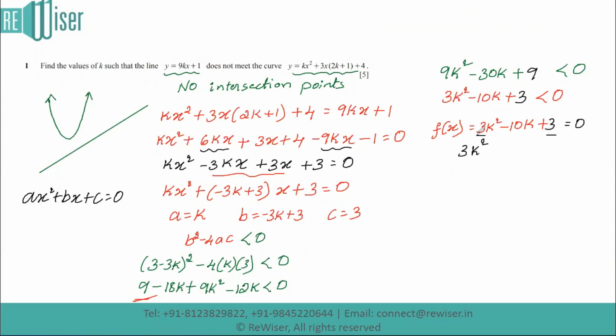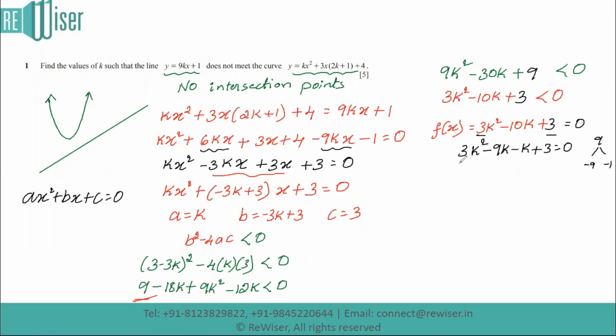So I need to multiply these two things, so that's going to be 9. So the factors of 9 in such a way that they add up to the middle term: that's going to be minus 9 and minus 1. So in that case, this is going to be 3k² − 9k − k + 3.